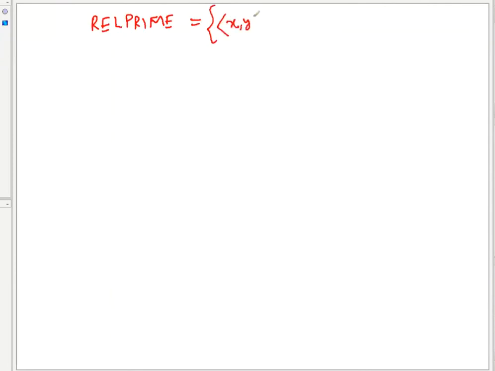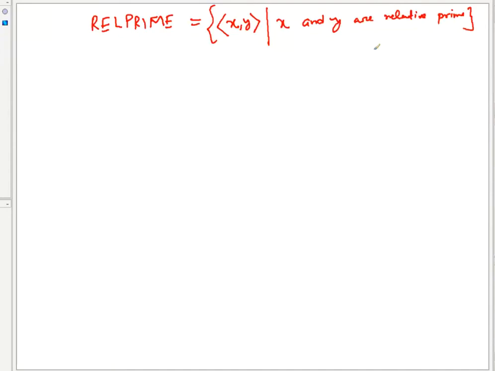Relative prime. What is a relative prime? Two numbers are relative prime. When you say two numbers are relative prime, the GCD value is actually 1.